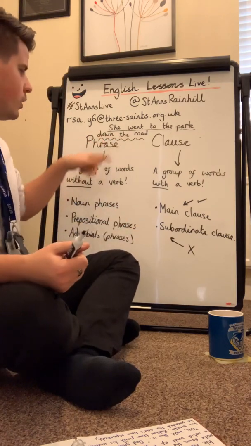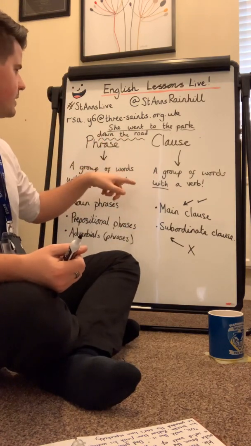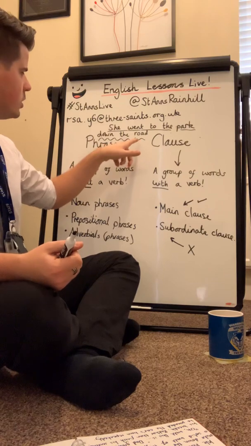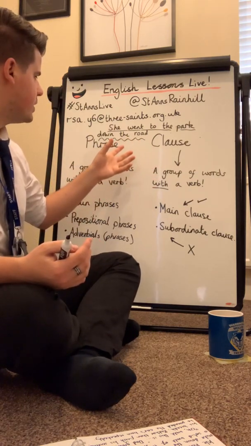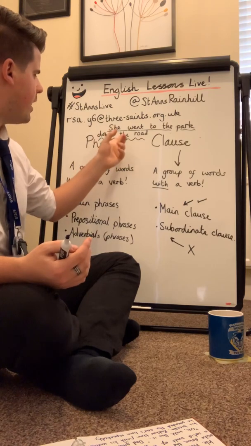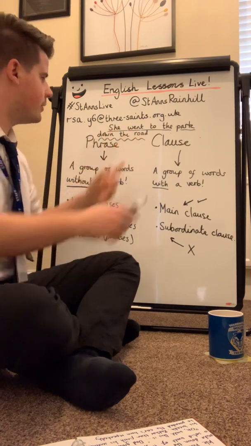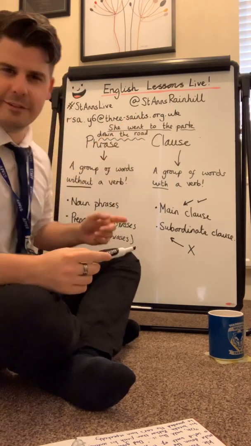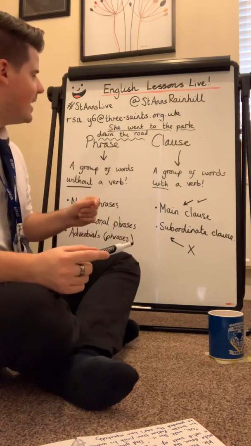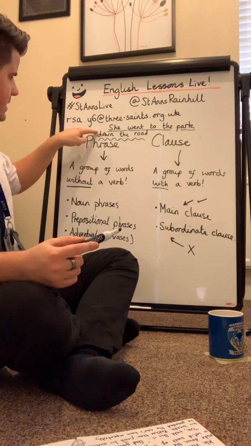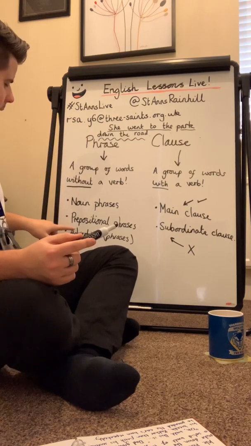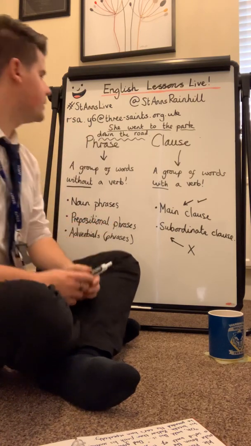Here, we've still got a group of words, so that's fine. Down the road. Well, there's no verb there. There's no action. Down's a preposition, the is a determiner, and road is a noun. Full stop. Didn't forget that, no one saw that. So it's got to be a phrase because there's a group of words without a verb. And we've just said it starts with a preposition, so it's going to be a prepositional phrase.